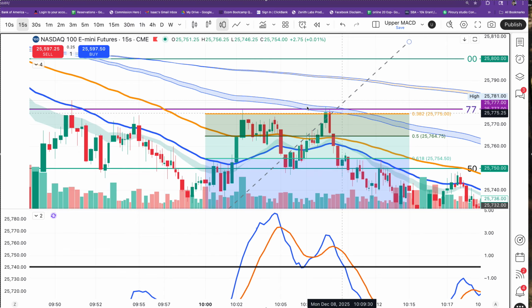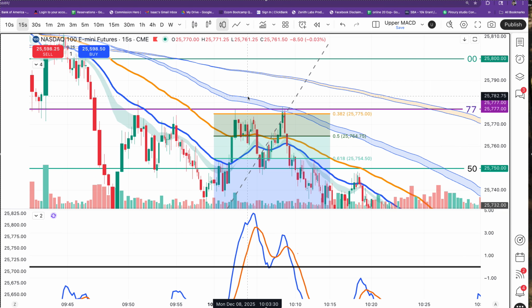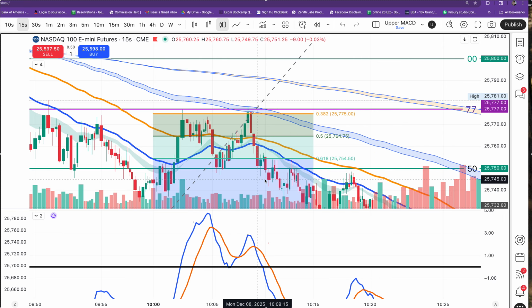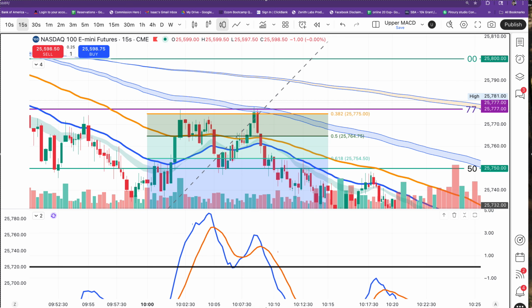And by the way, this cloud right here, which is a 5-minute 789 cloud, I call that my signal cloud. This is called my anchor cloud, okay. Once I had all of that in place, I was good to go.